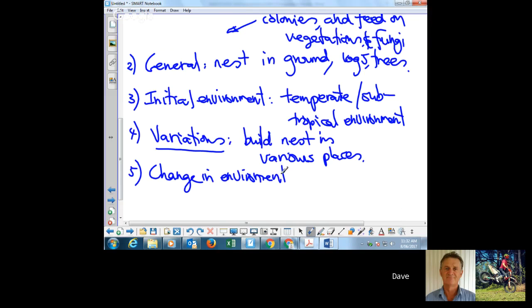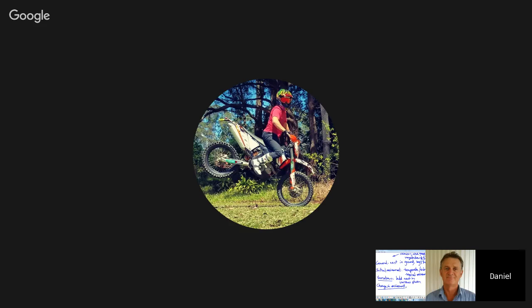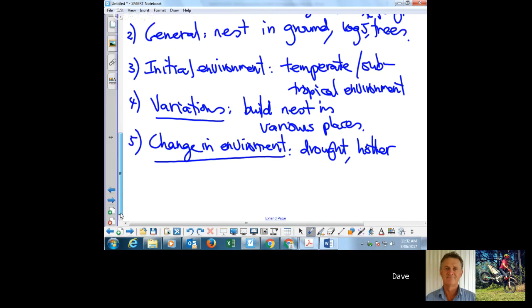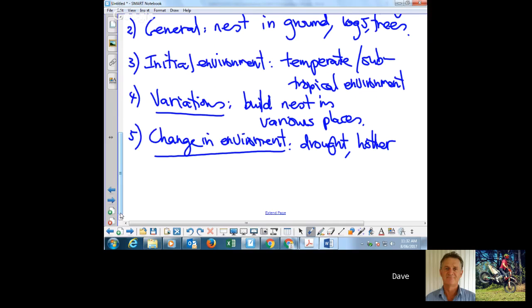Now remember, what we're trying to do is describe a scenario that would suggest how these termites got to be able to live out there. So what would the change in the environment need to be? Dry climate, so drought. Okay, so drought and hotter. The area where these were living became drier and hotter. That's the environment change. So what's the adaptation?